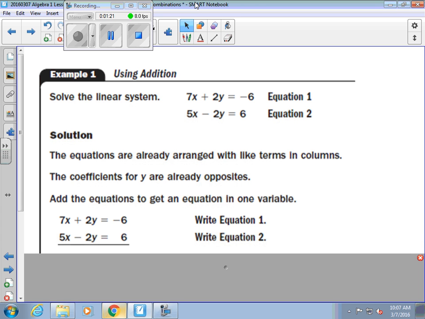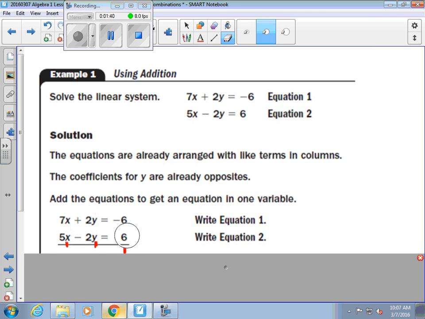When we combine these terms, notice the first thing you need to check, and we'll get to how to fix it if it's not true. The first thing you need to check is you need to make sure your x's are stacked on top of each other, your y's are stacked on top of each other, and your constants are stacked on top of each other. That is the case for this one.